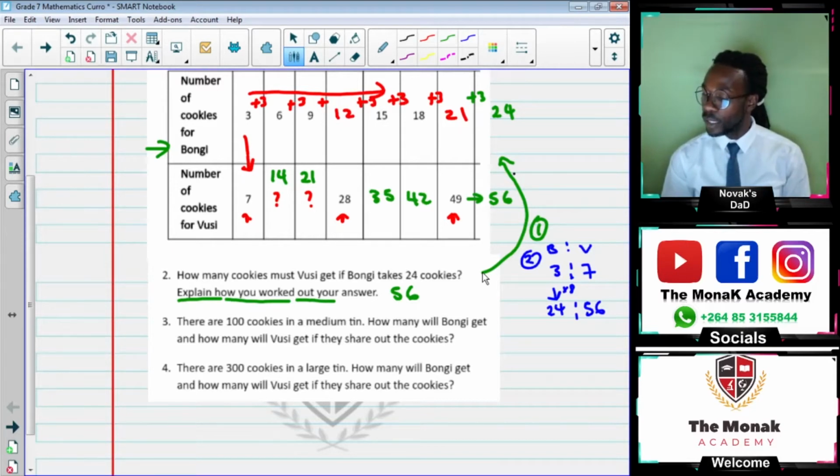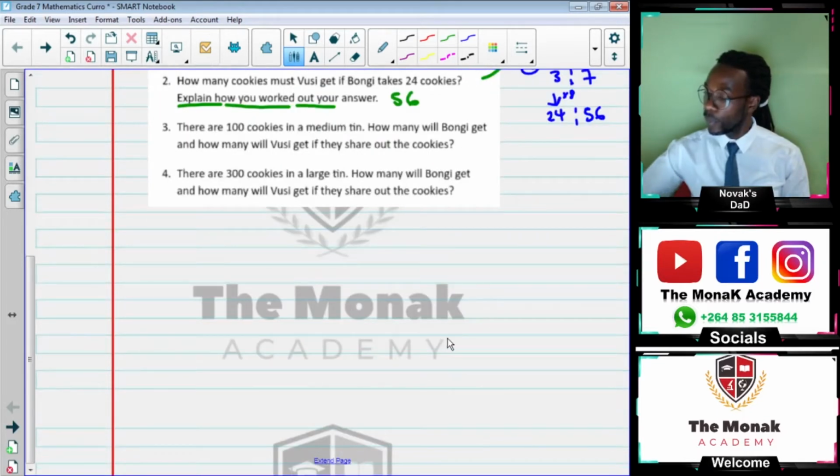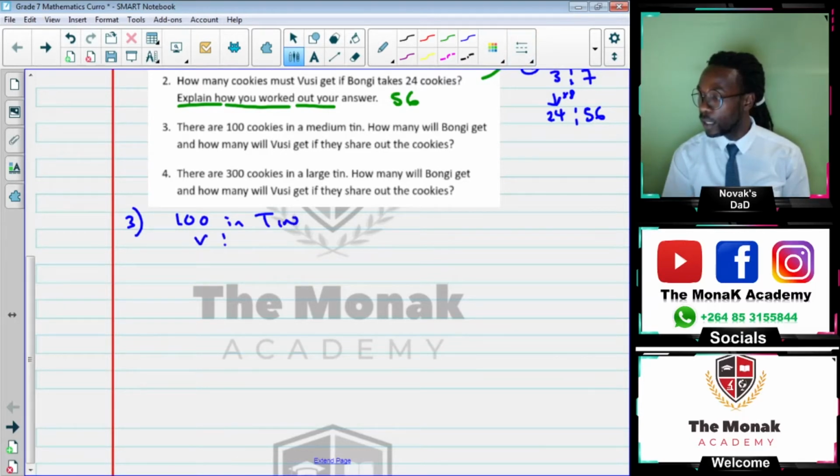There are 100 cookies in a medium tin. How many will Bongi get and how many will Vusi get if they share out the cookies? Alright, so now we share. Remember, 100 in the tin. So Vusi is sharing.